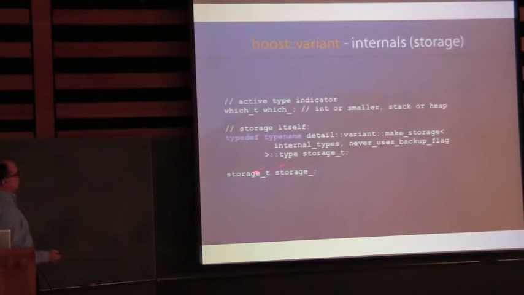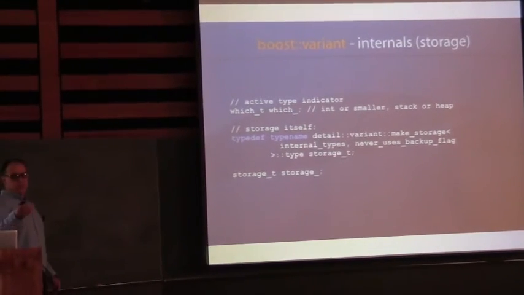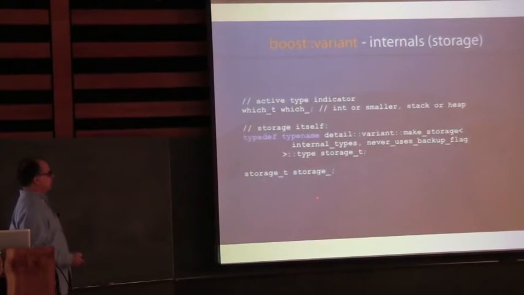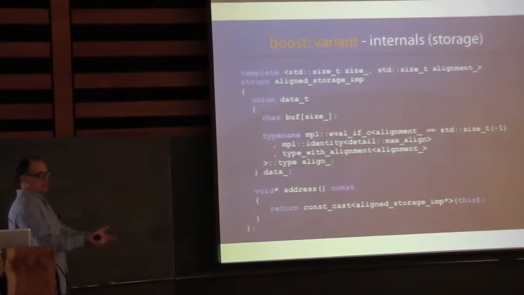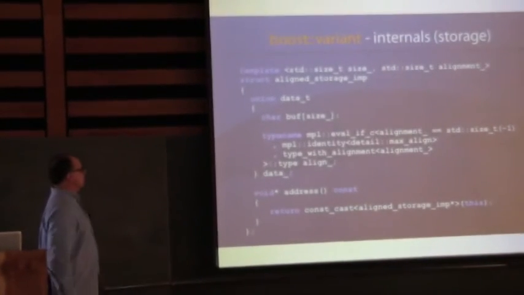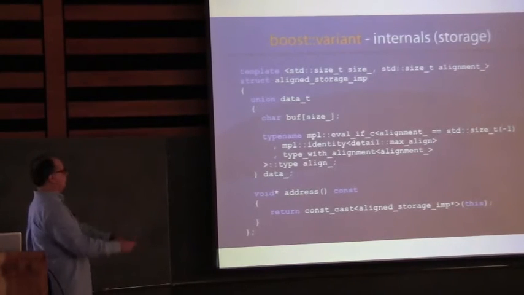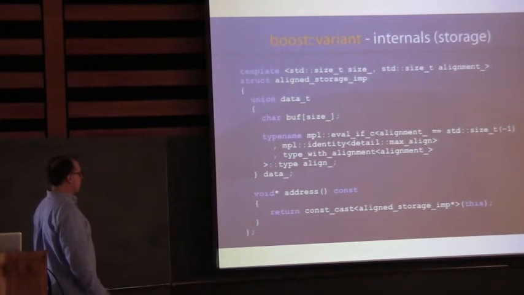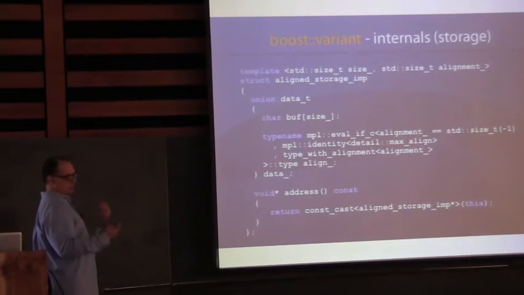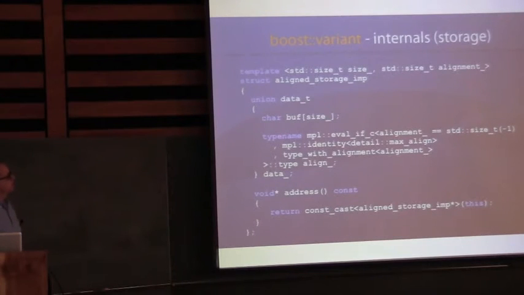That's what the storage looks like. So you have two things. Which tells you which type you're holding in there. And then there is the storage itself, which is a storage_T type. And the storage_T type is a union of a buffer, which is the raw memory where you will construct the type that you're holding in there, and then there's an alignment. The address will just give you the address of your internally held type.